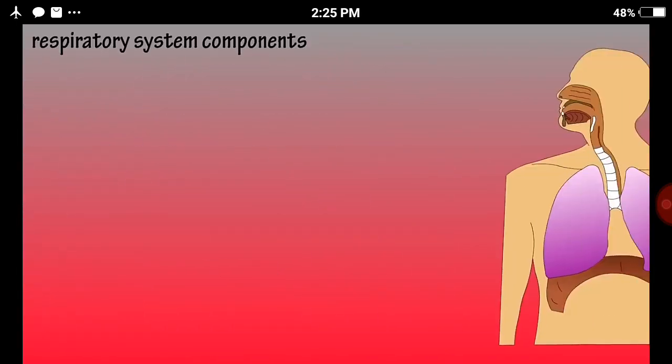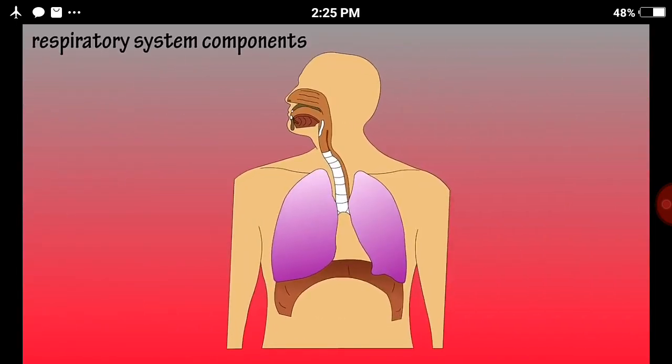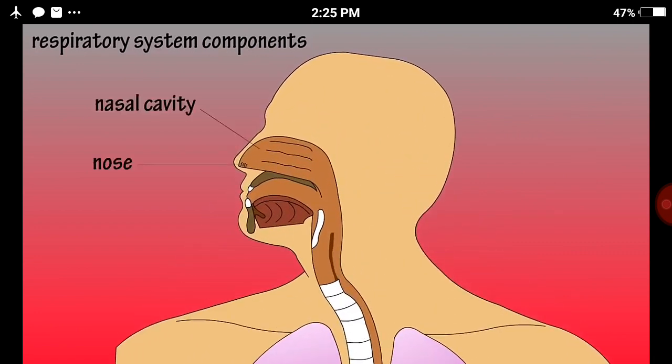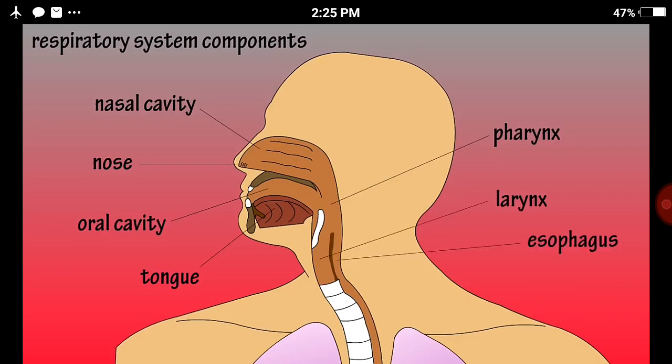Now let's take a look at a diagram and we'll go through the respiratory system's main components. Starting here with the nose and nasal cavity, the mouth or oral cavity. The pharynx is here, and it is what we consider the throat. The pharynx is considered part of the digestive system as well as the respiratory system, and it connects the respiratory openings to the larynx and esophagus.